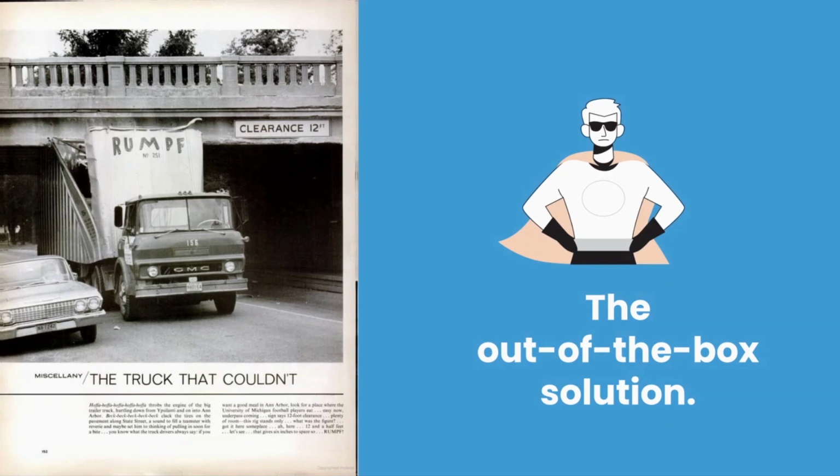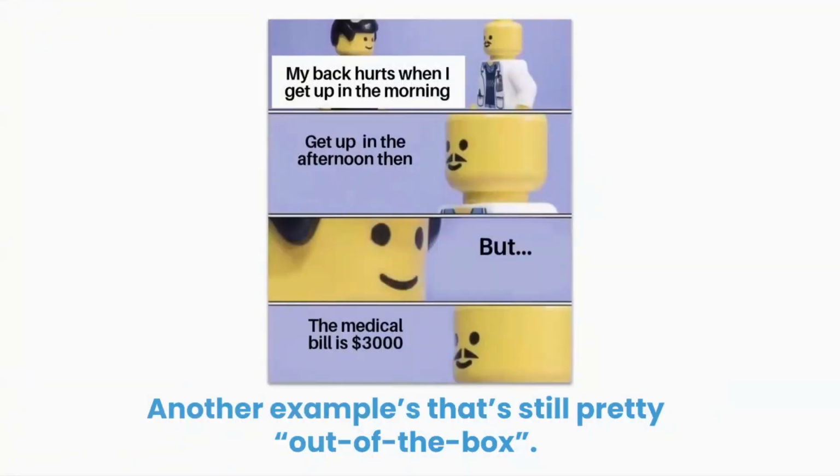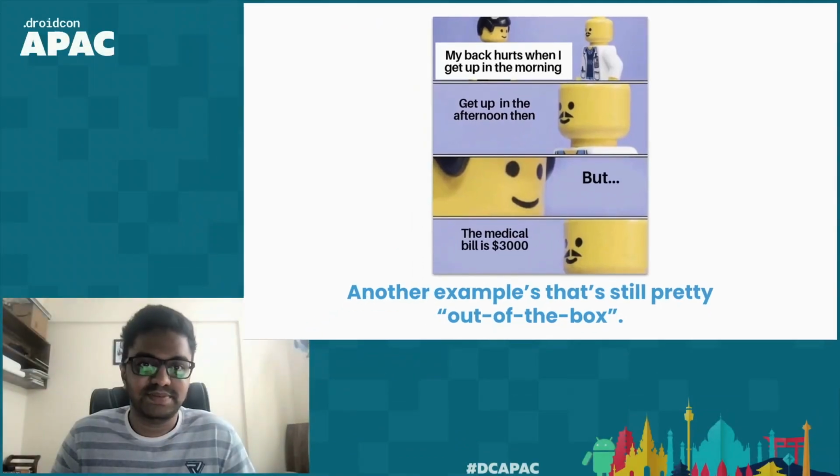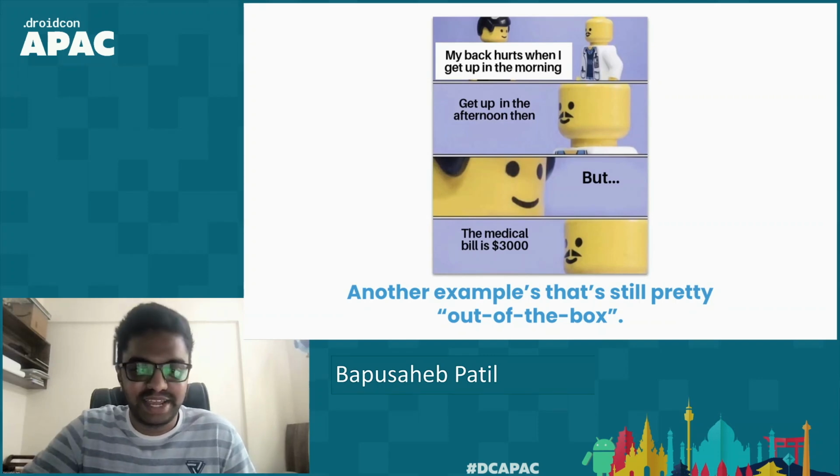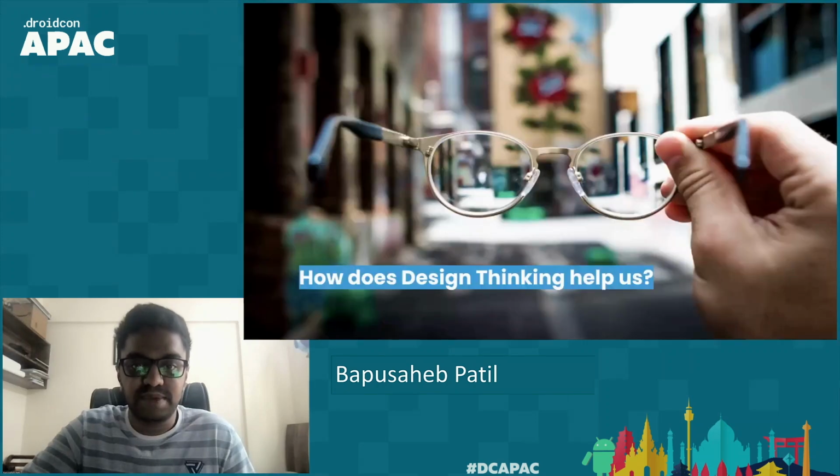That out of the box thinking is what design thinking encourages. Another example that's still pretty out of the box is this hypothetical example. A patient goes to the doctor and says, my back hurts when I get up in the morning. And the doctor says, get up in the afternoon then. And then he presents a bill of $3,000. I'm kidding, so I would not take this example too seriously. But you get an idea of what out of the box thinking means.